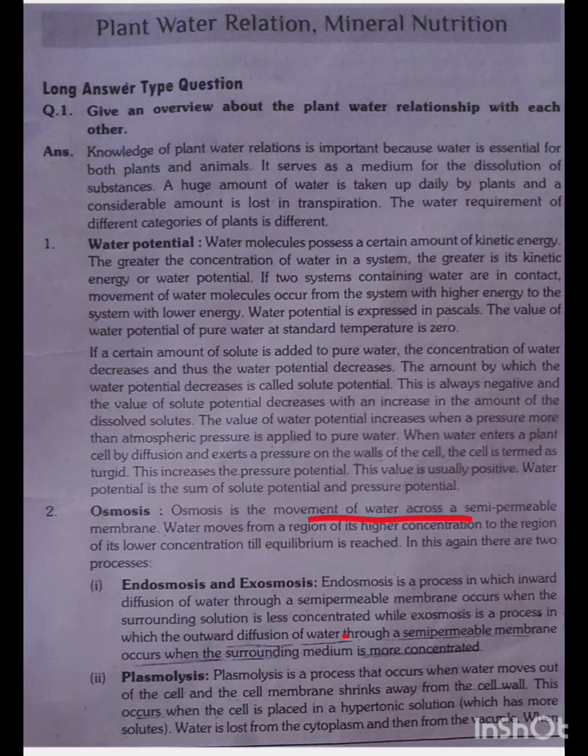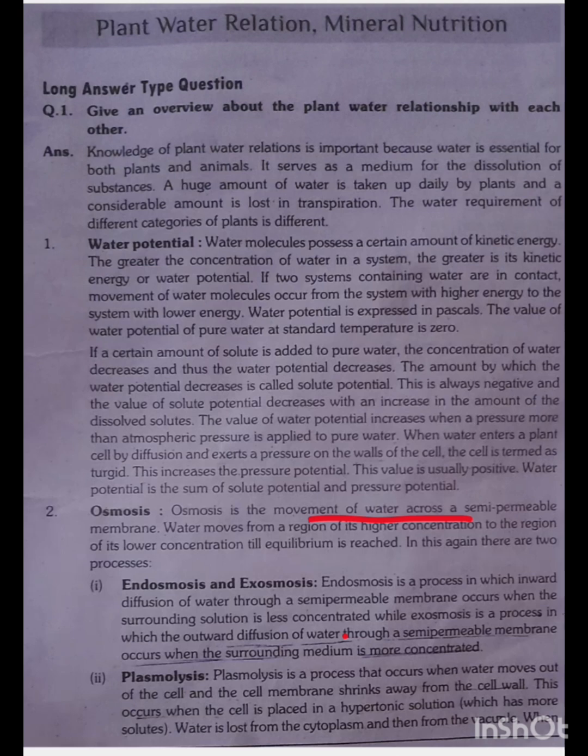And plasmolysis. Plasmolysis is a process that occurs when water moves out of the cell and the cell membrane shrinks away from the cell wall. This occurs when the cell is placed in a hypertonic solution which has more solutes.